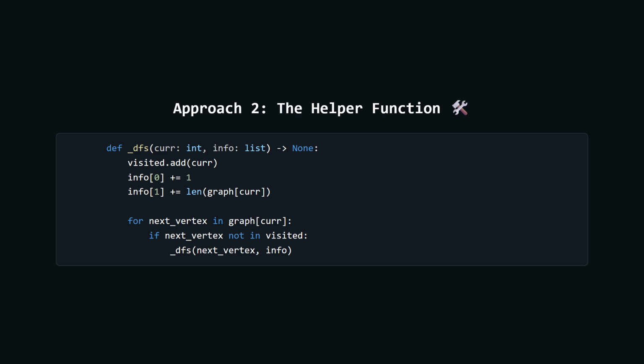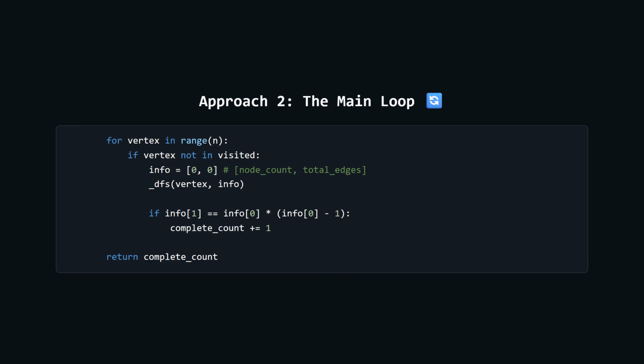Position 0 stores the node count, and position 1 stores the total connection count. As we visit a node, we mark it visited, increment our node count, add its connections to our total, and then recursively visit its neighbors. Finally, the main loop. We go through every possible node from 0 to n-1. If we haven't visited it yet, it means we found a new island. We reset our info counts to 0, run the search to explore the whole island, and then we check our magic formula. If total edges equals nodes times nodes minus 1, we increment our final answer.